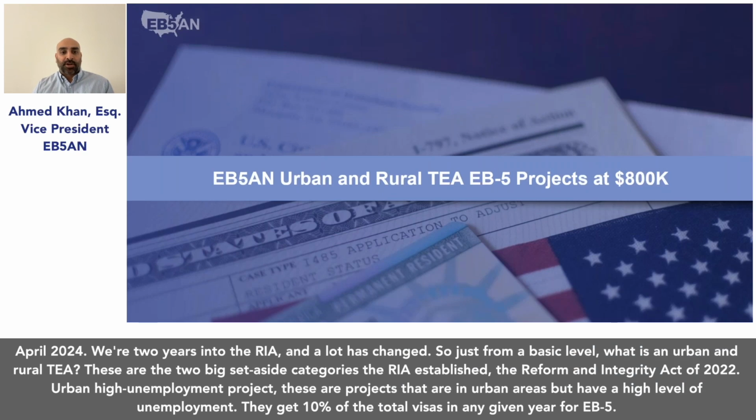April 2024, we're 2 years into the RIA and a lot has changed. So just from a basic level, what is an urban and rural TEA? These are the two big set-aside categories that the RIA established, the Reform and Integrity Act of 2022. Urban high unemployment projects are projects in urban areas but with a high level of unemployment. They get 10% of the total visas in any given year for EB5.